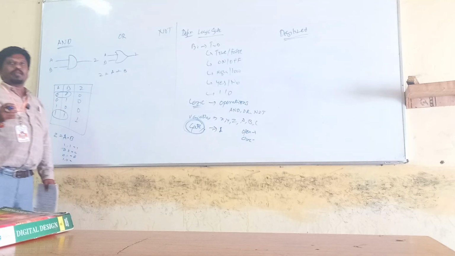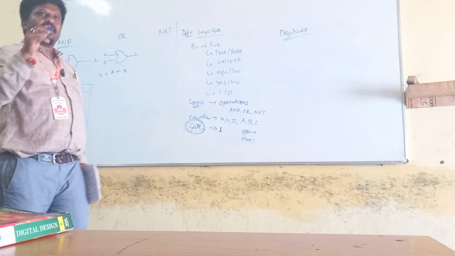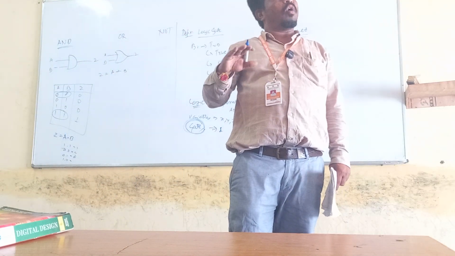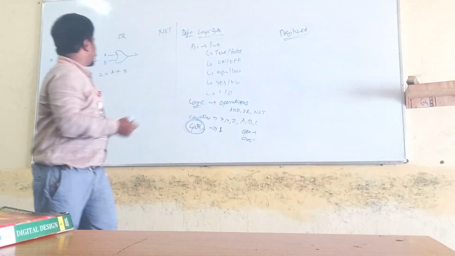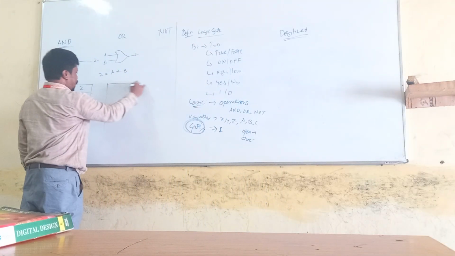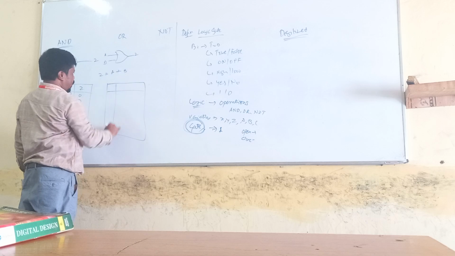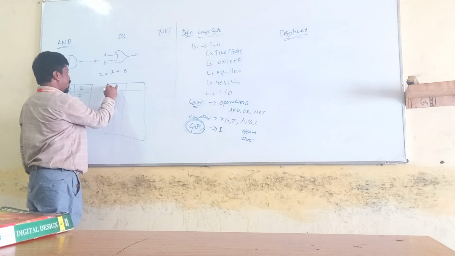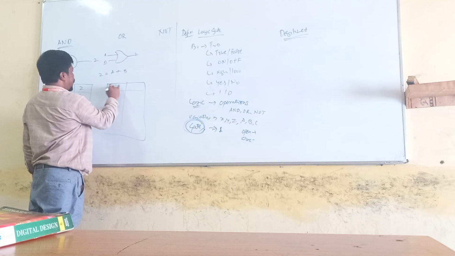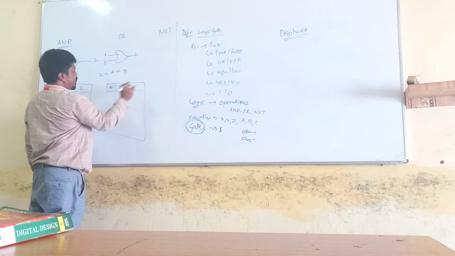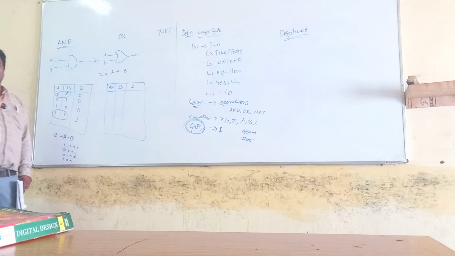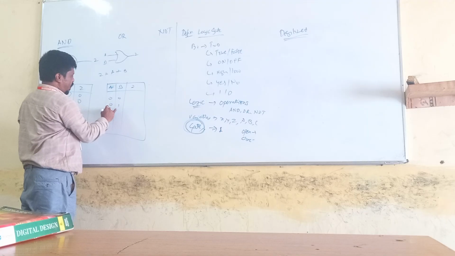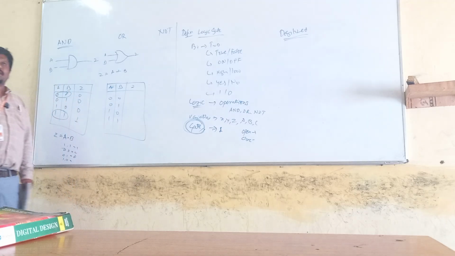If any one of the inputs is high, then definitely my output is high. If both inputs are low, then the output is also low. I will represent this: how many variables here? Two variables, so I have A and B. Then the output is Z. These two variables can have only four combinations: 0 0, 0 1, 1 0, 1 1.